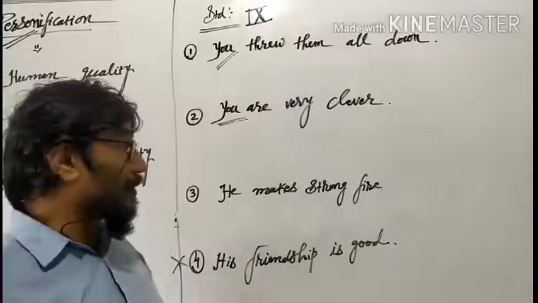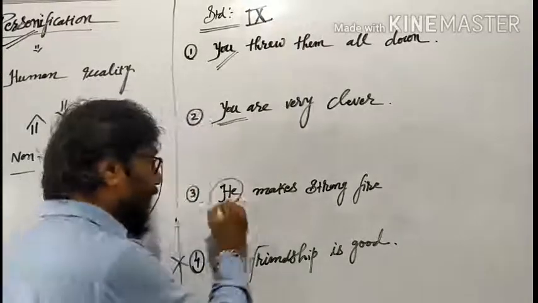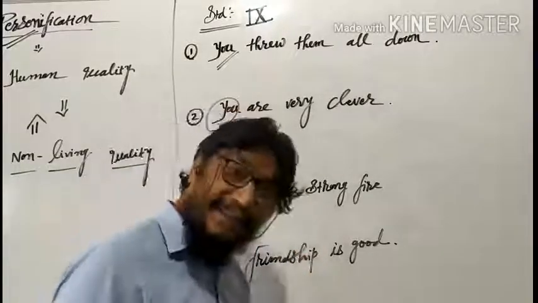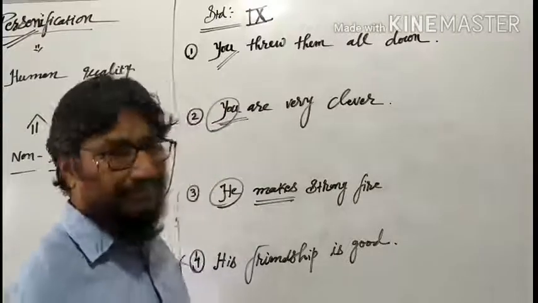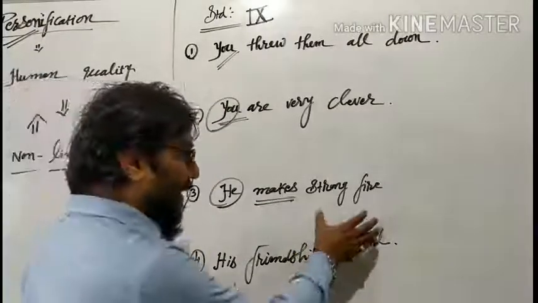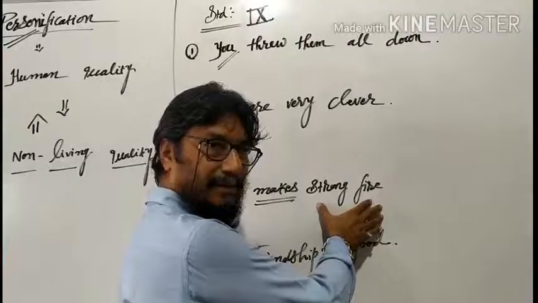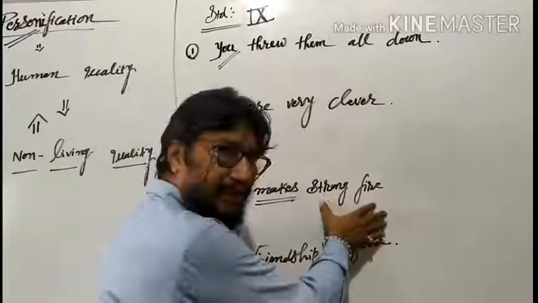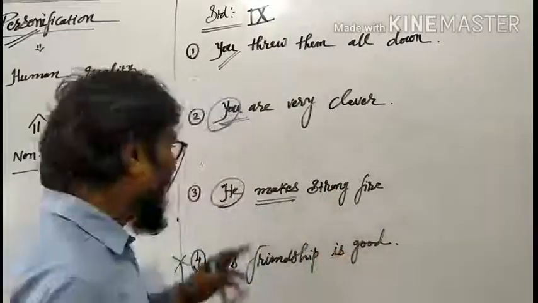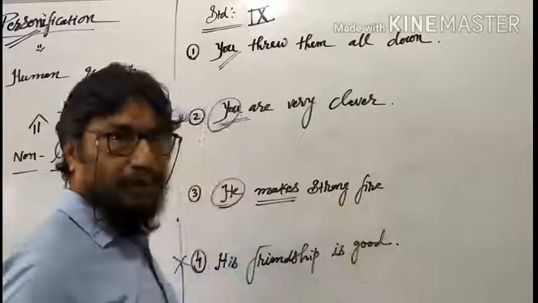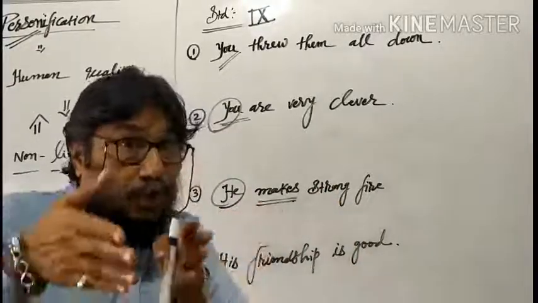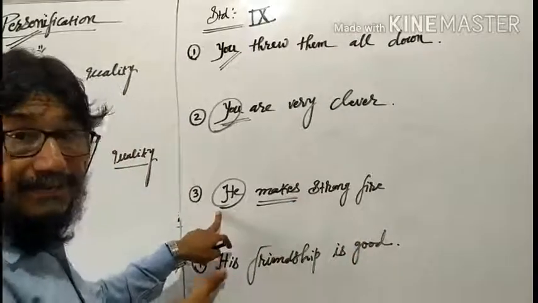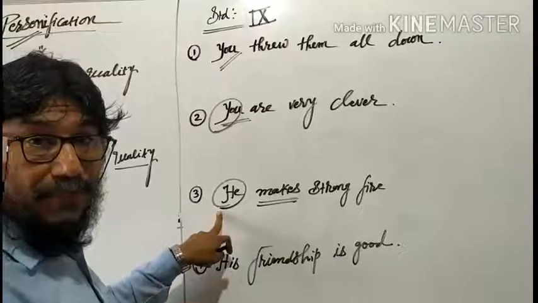Next, "he makes a strong fire." He means wind. Here you is equal to wind. Making capacity is with the human being, not with the non-living. I can arrange dry materials and then I make the fire very strong. But the wind has this capacity to make fire strong. That human capacity is described here, so this is one more best example for personification.